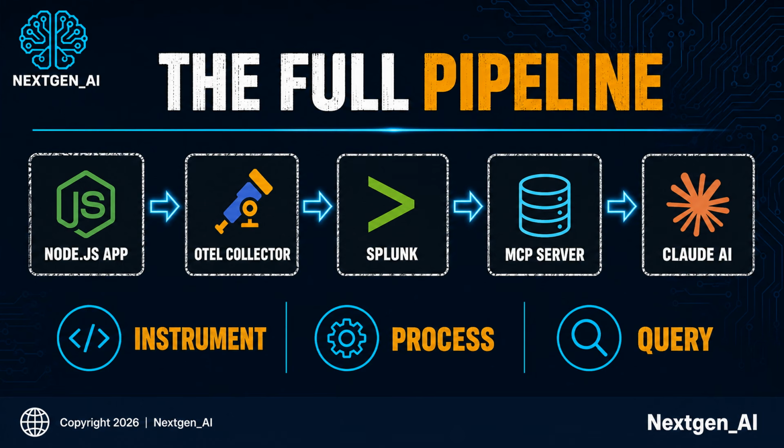Metrics are aggregated numerical data points measured over time. They tell you about the overall health of your system: CPU utilization, memory consumption, request rates, and error percentages. Metrics are fantastic for triggering alerts, but they rarely tell you why an alert fired. That is where logs come in. Logs are immutable, time-stamped records of discrete events that happened within your application.